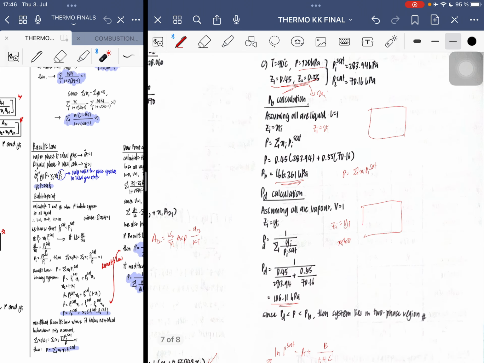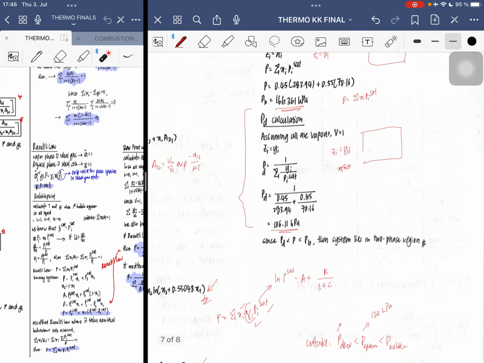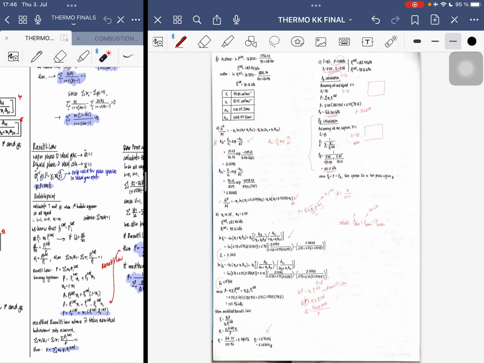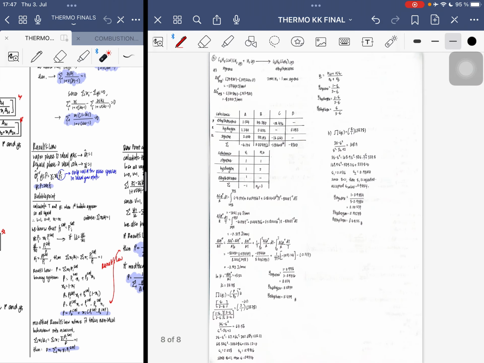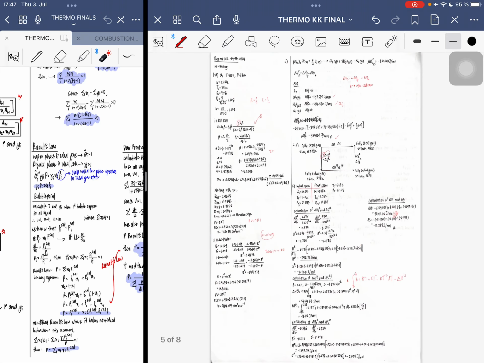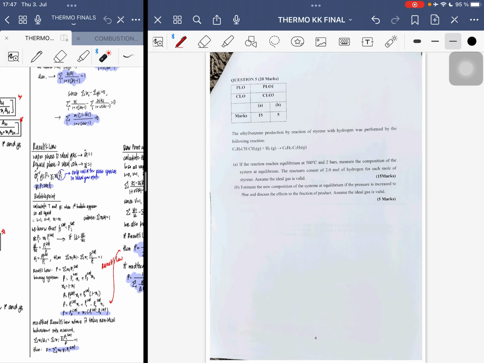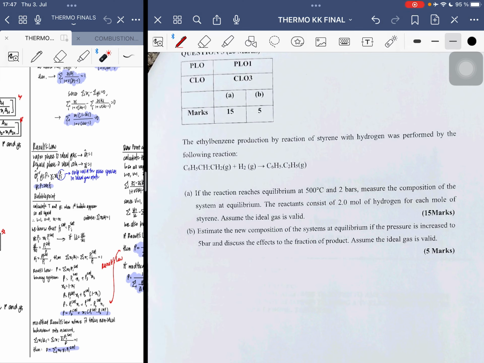Congrats, you just finished 4 out of 5 questions. Let's see the final question. The ethylbenzene production by reaction of styrene, ethylbenzene, styrene. Okay. This is chemical reaction equilibria.